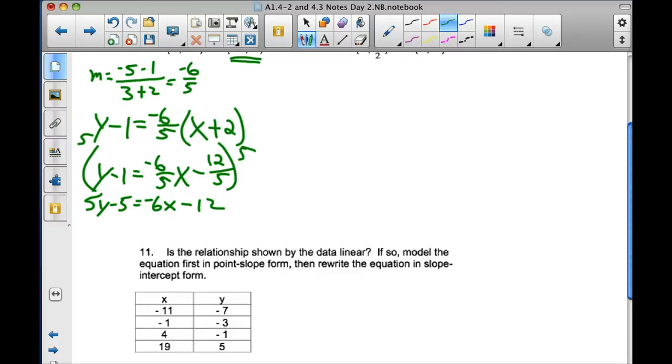Kill 2 birds with 1 stone. Let's add 6x to both sides. And then what would be the other bird we're going to kill? Everybody add 5 to both sides as well.